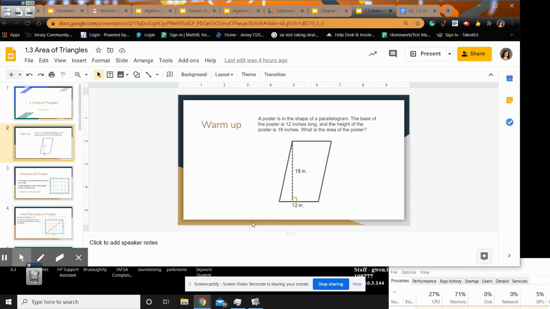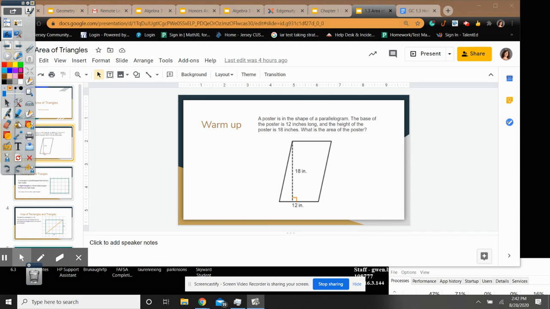And so we want to know, if you have a poster in the shape of a parallelogram and the base is 12 and the height is 18, what is the area? So you're going to have to remember what our parallelogram area formula is, and hopefully you remember that it's the exact same as the area of a rectangle, which is base times height. The only thing you have to be careful of is that the height makes the right angle, which is what it's doing here. So you'll take 12 times 18.